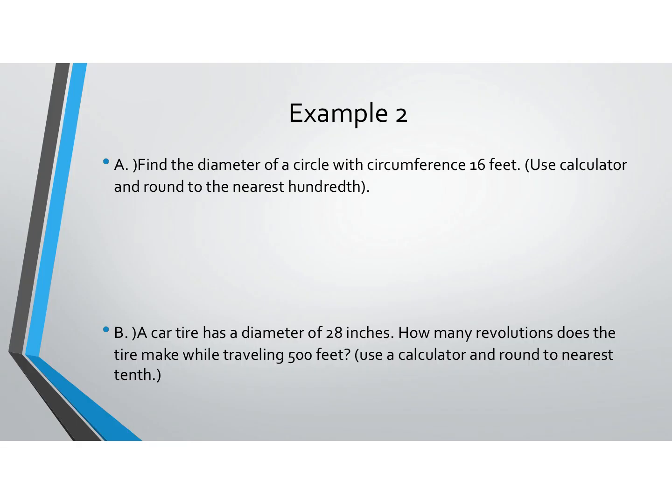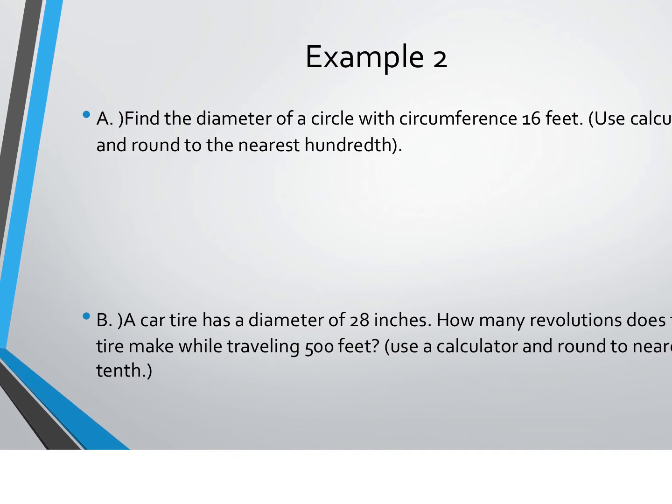More examples. Example 2, find the diameter of a circle with a circumference of 16 feet. Use a calculator and round to the nearest hundredth. Did it tell us to leave our answer in terms of pi? Did it tell us to use 3.14 for pi? So what are we going to use for pi? The calculator pi, okay? We're going to use the calculator pi.